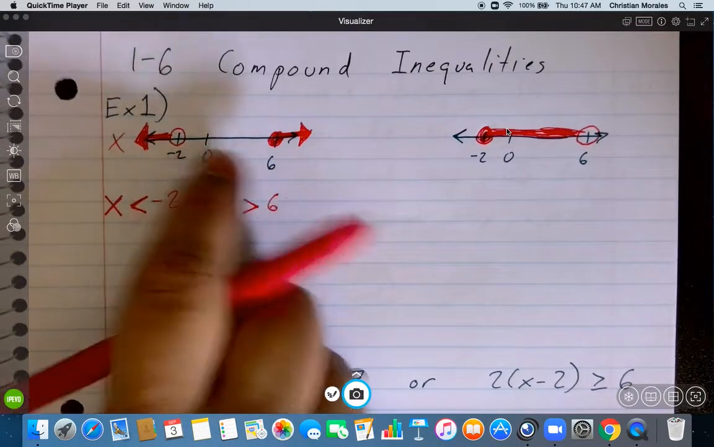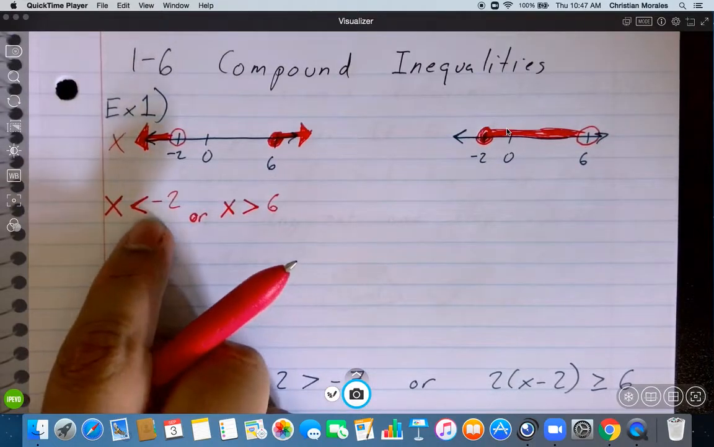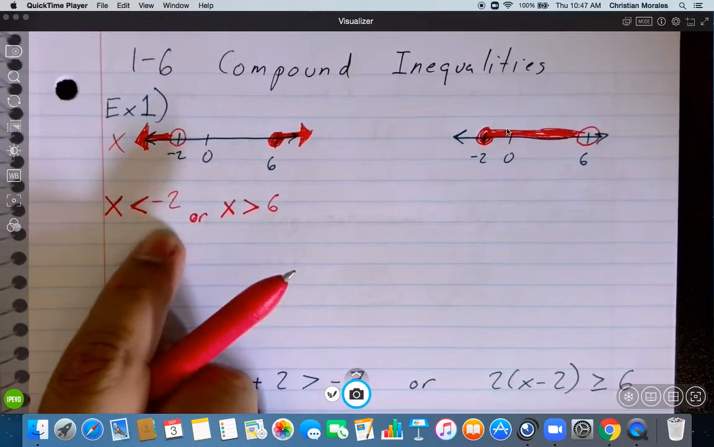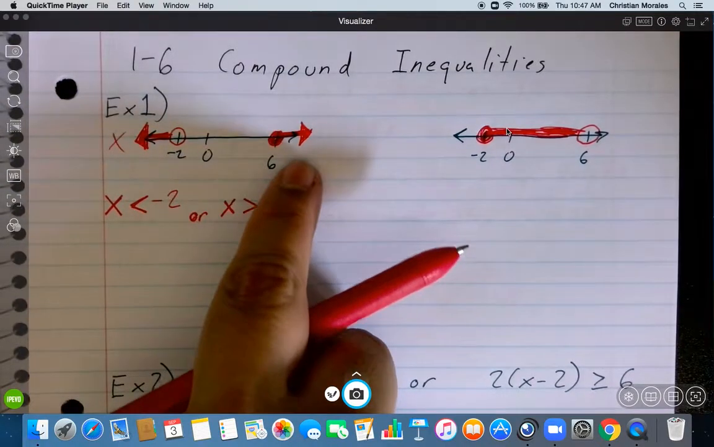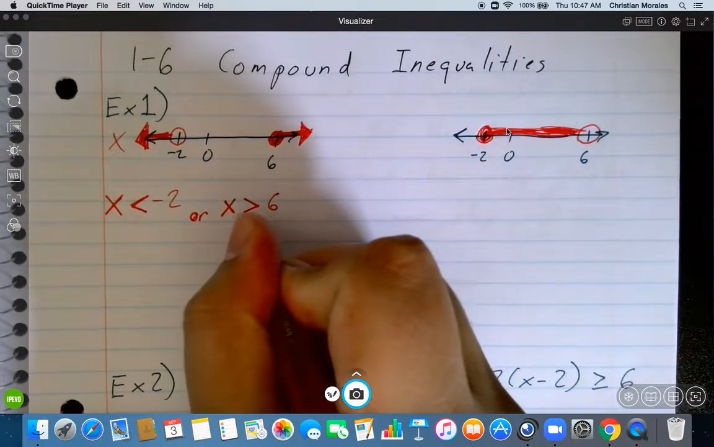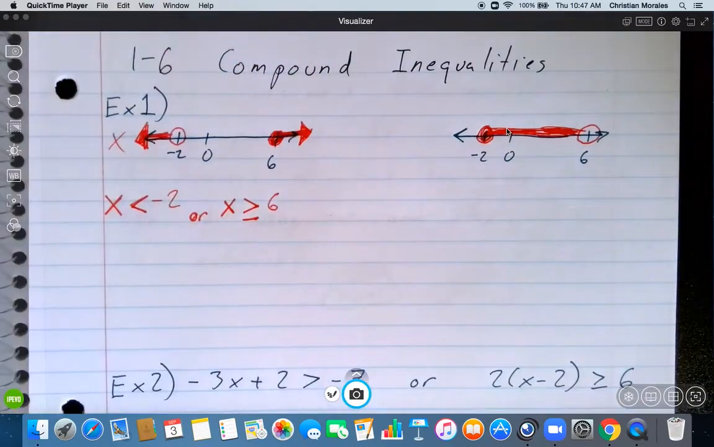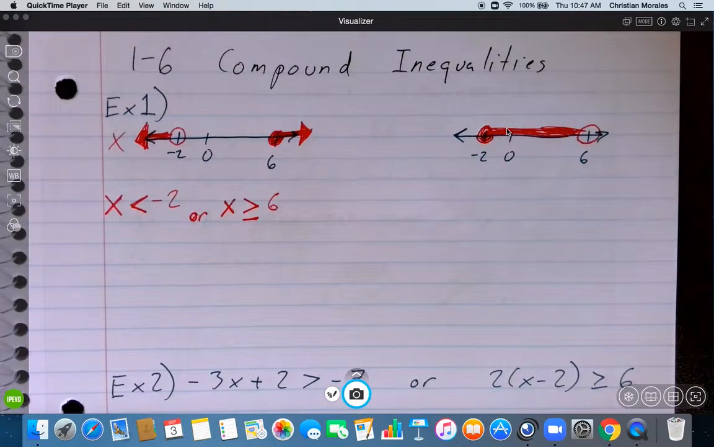Now, I do notice there are two different kinds of circles, so that means these two symbols should be slightly different. This one is open, so there's no line underneath it. This one is closed, so I'm going to put a line underneath it. So my answer really is x is less than -2 or x is greater than or equal to 6.